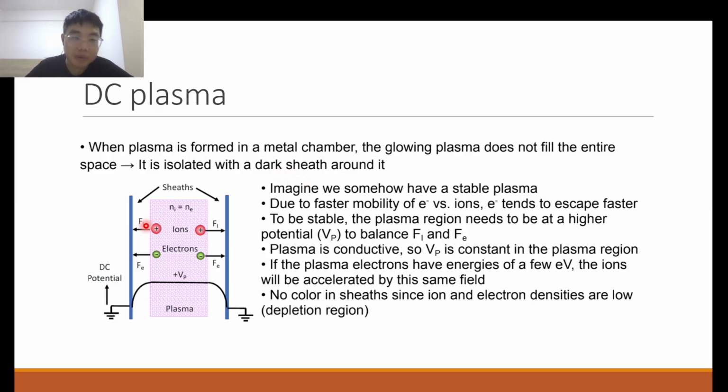And so what we normally observe is that when the plasma is formed in the metal chamber, this plasma does not fill up the entire space, but there's a sheath that surrounds it. So on the left and on the right, there's like a dark zone. Okay, it's a dark zone. So what is the reason for this?